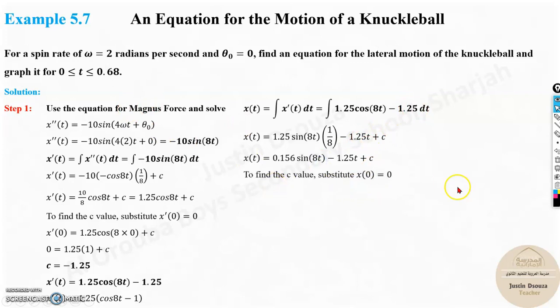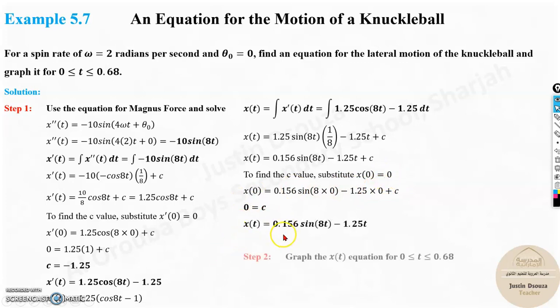Now, what is the initial position? Not mentioned. So what do we do? It is x of 0 is equal to 0. Substitute wherever t is there as 0. Now, since it is a sine function, everything will become 0. Sine 0 is 0. Multiply anything with 0 is 0. Over here also minus 0 plus c. This is also 0. Now you will get the position. This is the knuckleball equation, that is, this is for the motion: 0.156 sine 8t minus 1.25t.